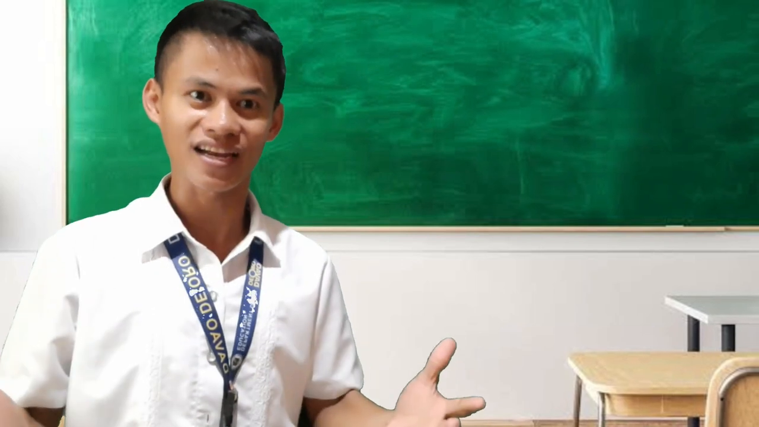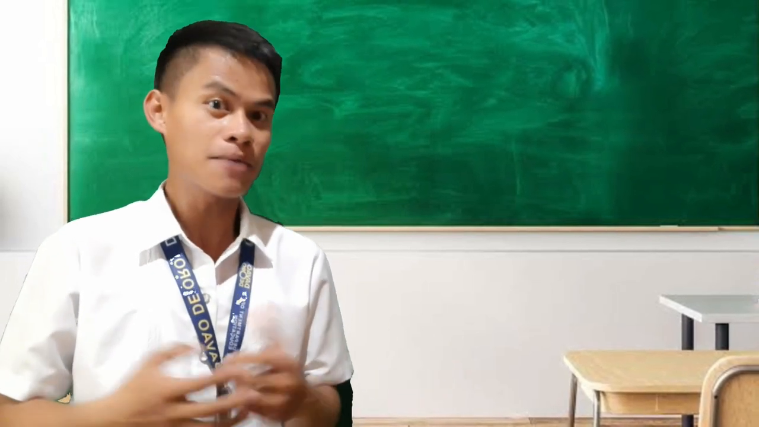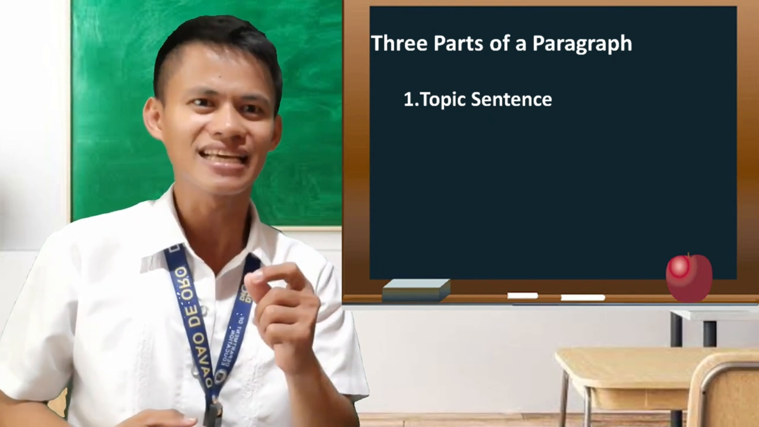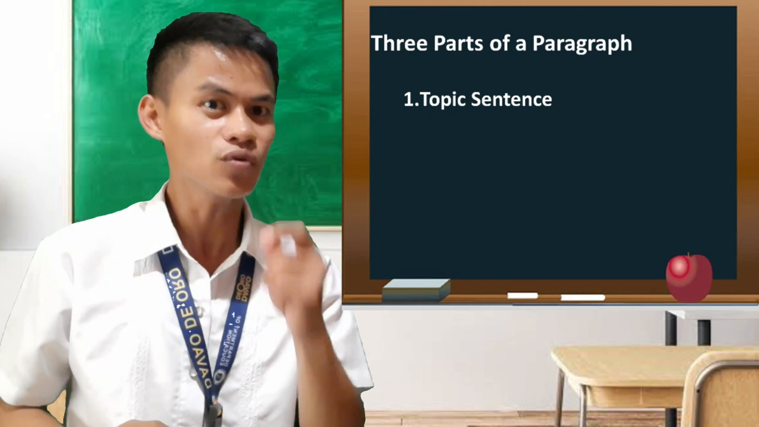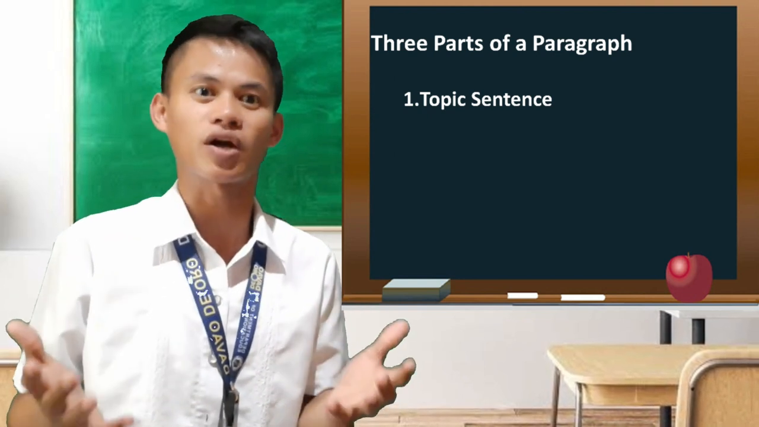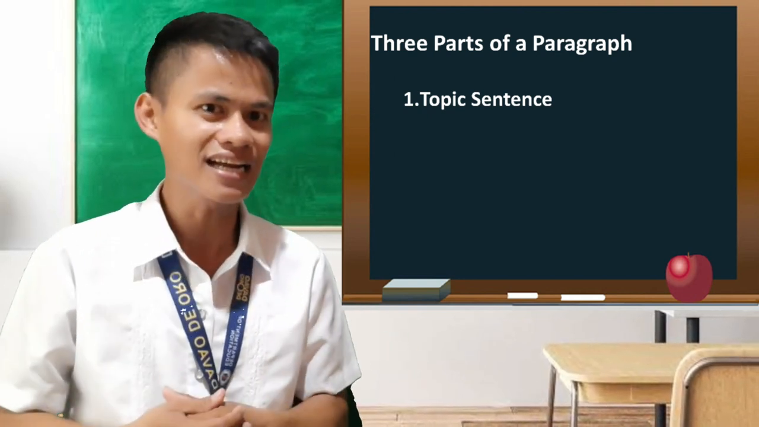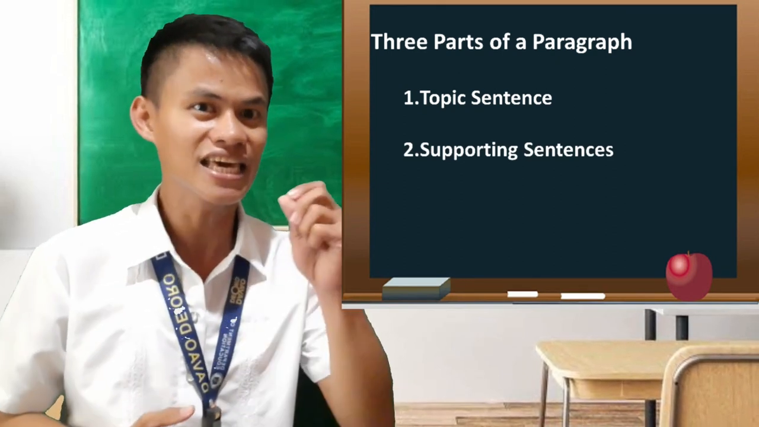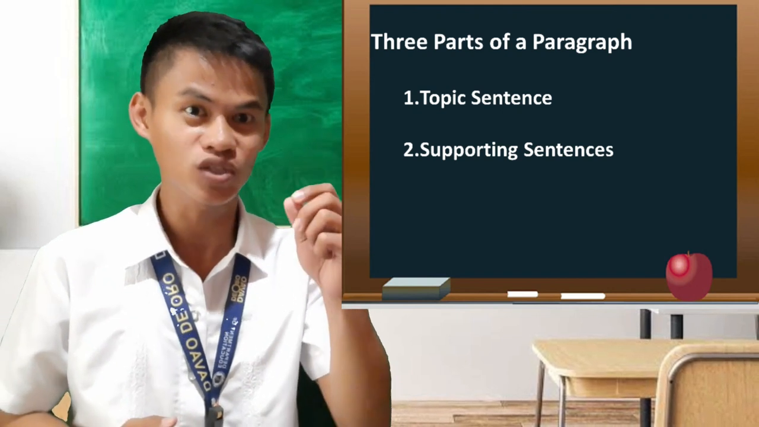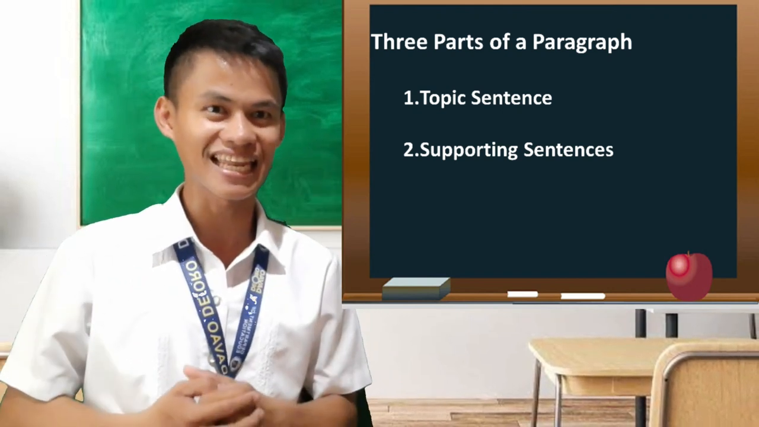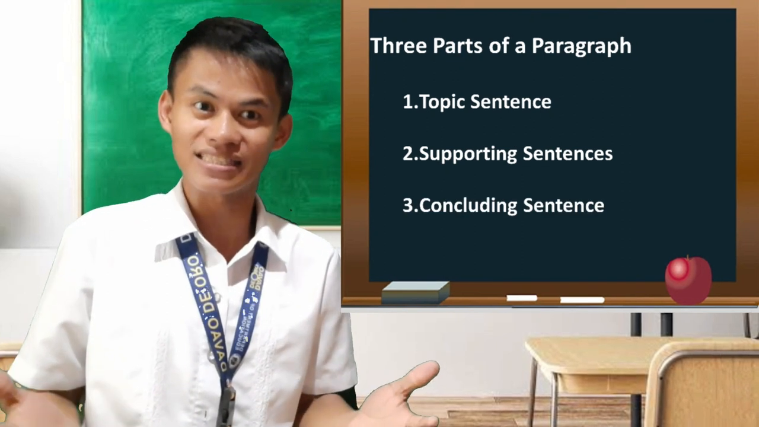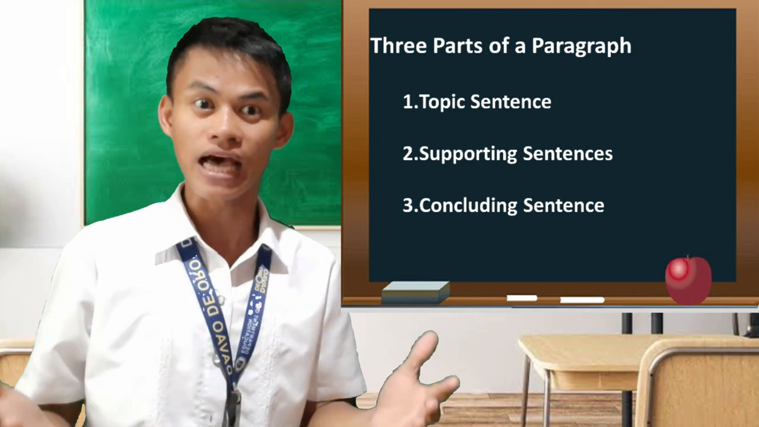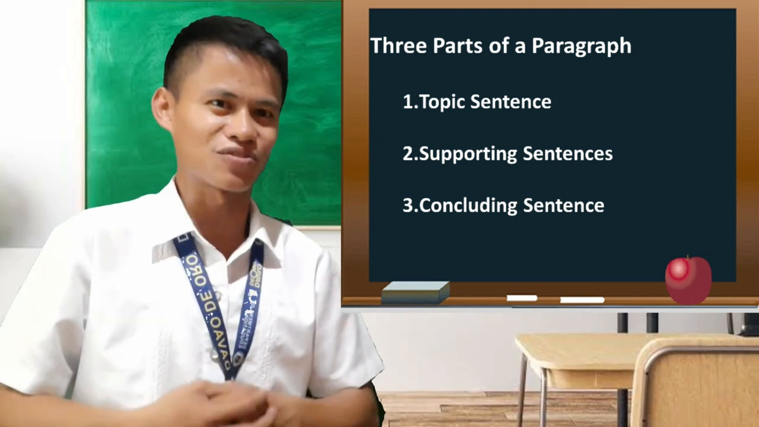Again, all together. The 3 parts of a paragraph. First, we have the topic sentence. The topic sentence is the sentence that gives the reader the main idea or what the paragraph will be about. Second, we have supporting sentences. Supporting sentences give specific details relating to the main idea. Lastly, we have the concluding sentence. The concluding sentence refers to the topic sentence and sums up the main idea of the paragraph.